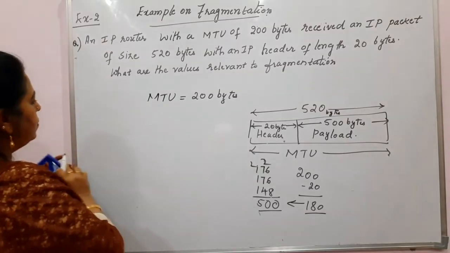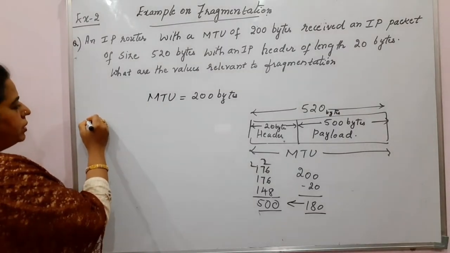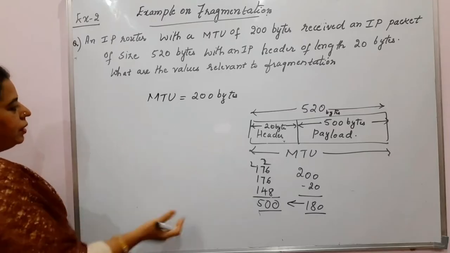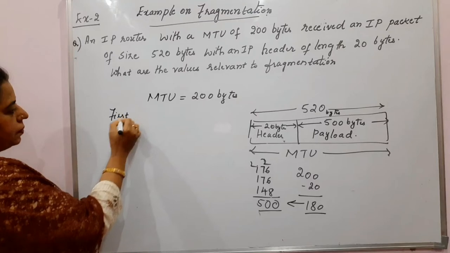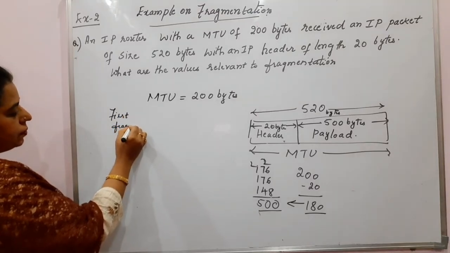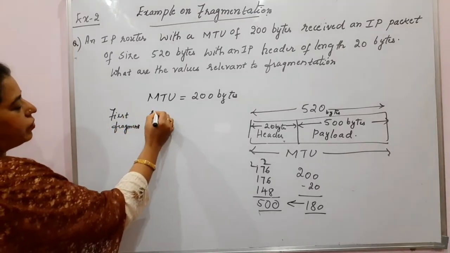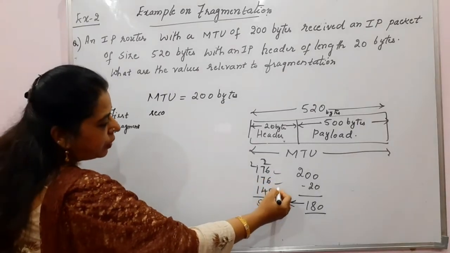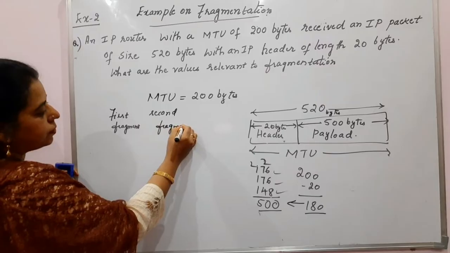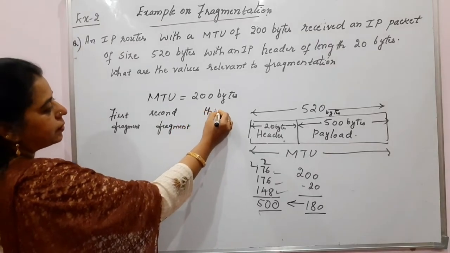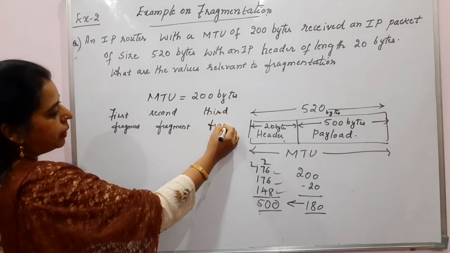So let us start now. Let me write it in tabular form only. First fragment, second fragment, and third fragment. Totally, you have decided you will have three fragments. Three fragments are possible in this.